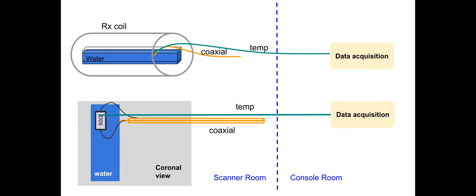So here's our setup in the scanner. It's very similar to the first setup we had. We put the water phantom in a receiver coil and then stuck the thing we built into it and acquired data from the console room. But note that from the coronal view, we deliberately put the setup off resonance to maximize heat generation in this case.